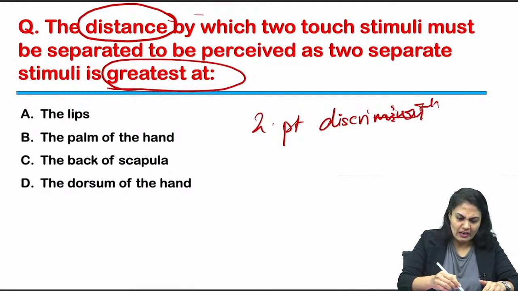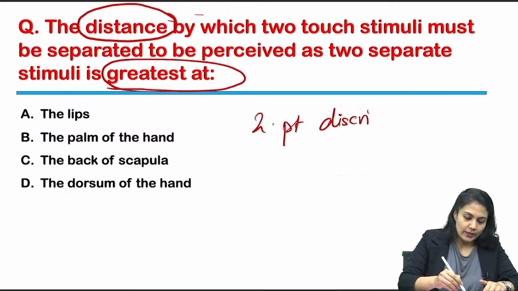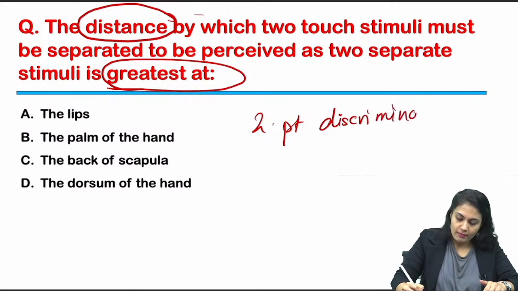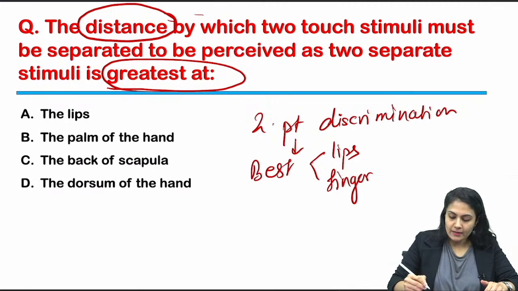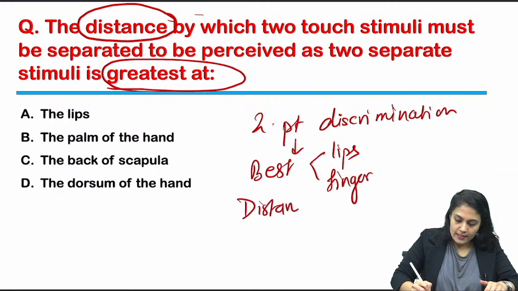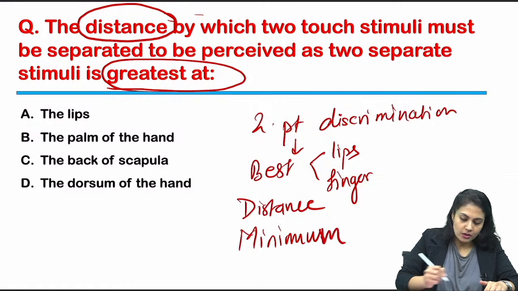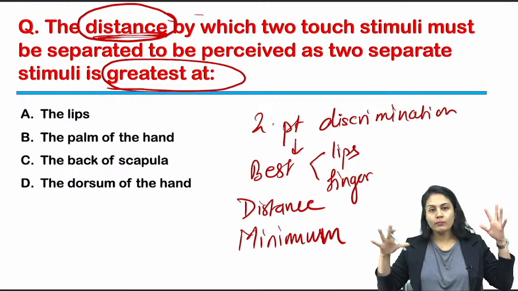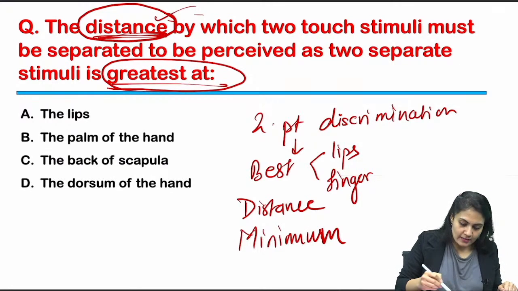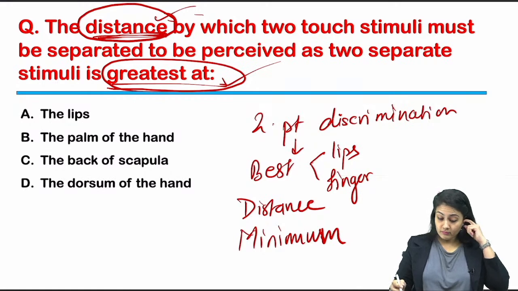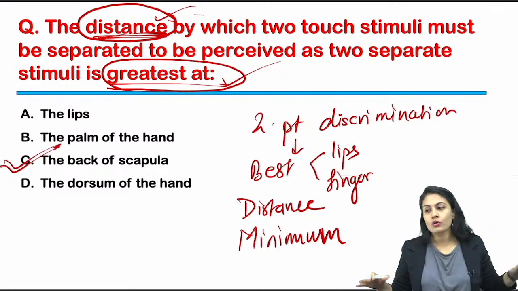Yes, now you guys are right. Why is this showing discrimination? Discrimination is best at lips and fingertips because of our evolution, right? But remember, the distance over here is minimum. They're asking about the distance by which two separate stimuli are greatest at. That means they're asking where the distance is greatest. That is going to be, yes, now you guys are right.